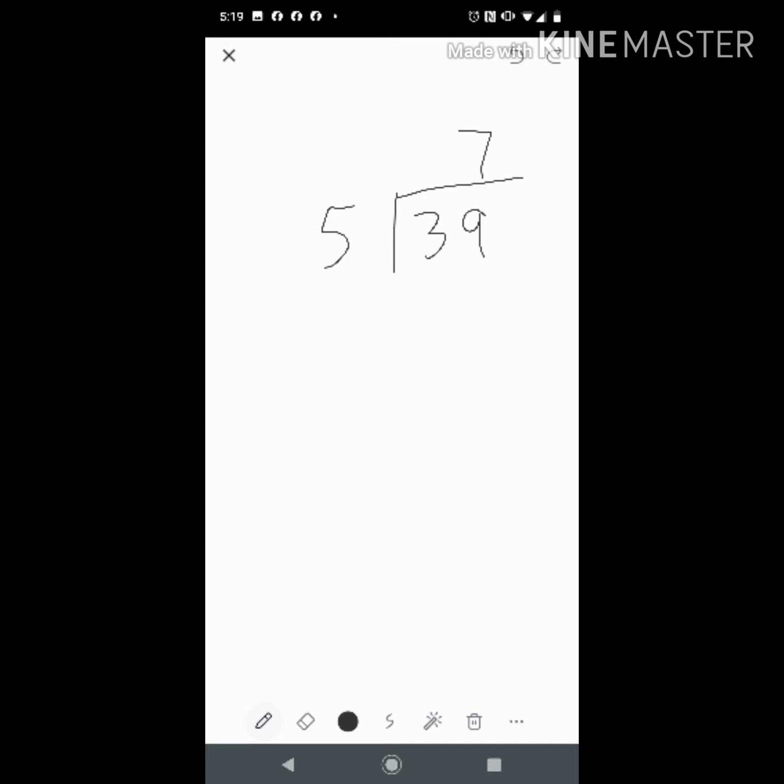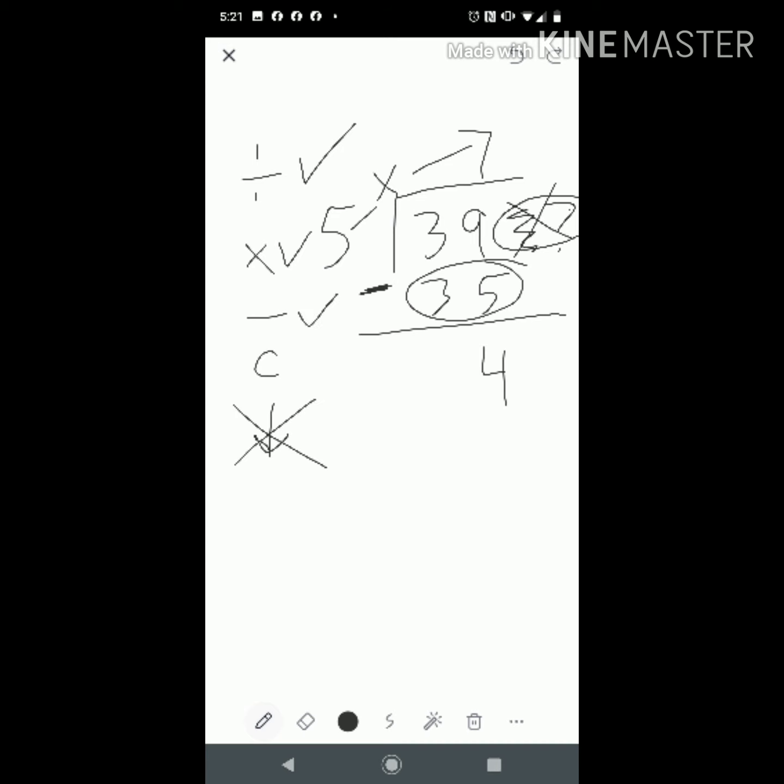All right, 7 times 5 is 35. So don't forget, now we multiply. 7 times 5, 35. You put the 35, then we subtract. 39 minus 35 equals 4. Got it? Put your 4 down there. Keep it moving. It's going to be a remainder of 4. 7, remainder of 4. You got it? Good. All right, so that's that quick division.